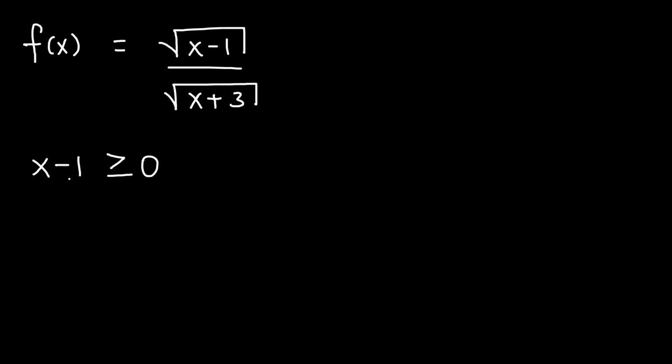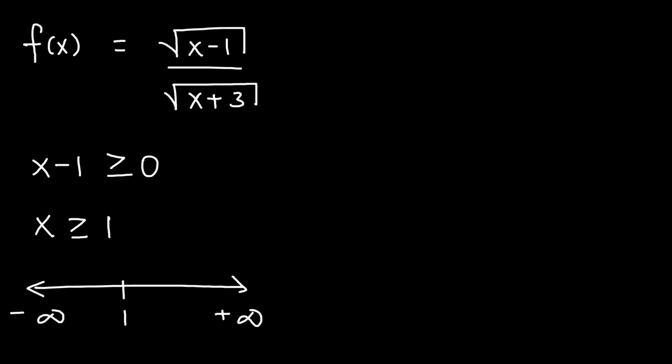And if we take negative 1 to the right hand side, we have x greater than or equal to positive 1. Representing this on a number line, here we have negative infinity, positive 1, and then positive infinity. Because x can be equal to positive 1, we mark it using a shaded circle. And then we shade towards the right, because x can be greater than 1.